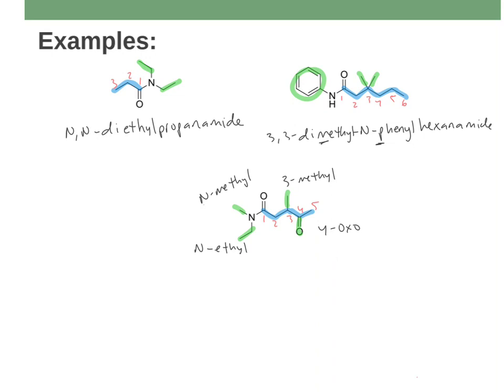And so again, I'm just going to put those in alphabetical order. If I go through these, the E comes first, so I have N-ethyl. And now I have my methyl, so I can say N,3-dimethyl, and then 4-oxo. 4-oxo pentanamide.